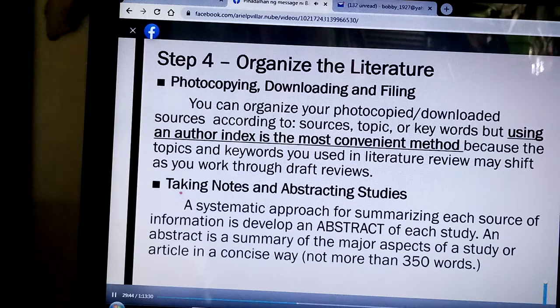Now, how do you do taking notes? Siyempre, no? Yung note-taking natin, of course, sabi nga natin, we don't copy-paste, no? We do note-taking, abstracting studies, no? So, when you do abstracting, actually, the paragraph has a particular format.